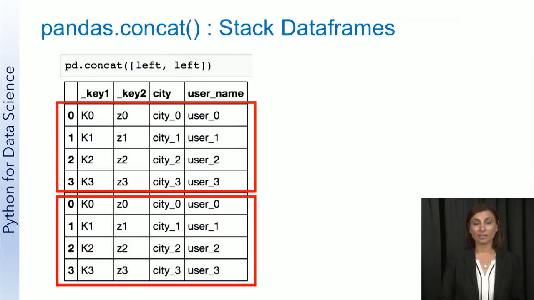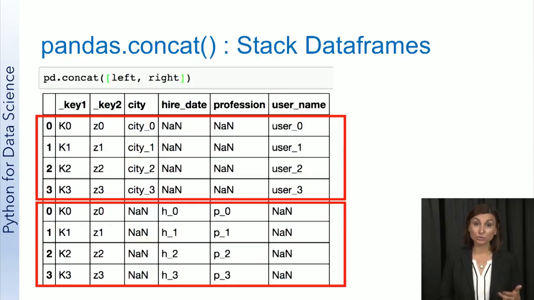The concat function in Pandas can be used to stack data frames and create a new data frame out of them. Here we see the data frame called left being concatenated with itself. The index for the resulting data frame will have the raw indexes from the original tables preserved. If the two data frames given to the concat function have columns that are separate, the resulting data frame will have the columns from both frames represented.